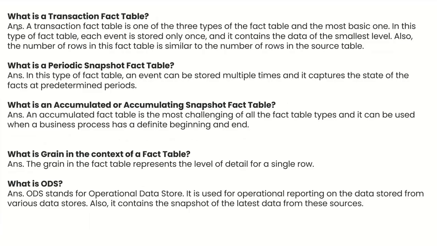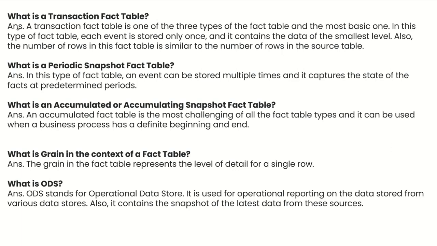So first question is, what is a transaction fact table? A transaction fact table is one of the three types of fact table and the most basic one. In this type of fact table, each event is stored only once and it contains the data of the smallest level. Also, the number of rows in this fact table is similar to the number of rows in the source table.